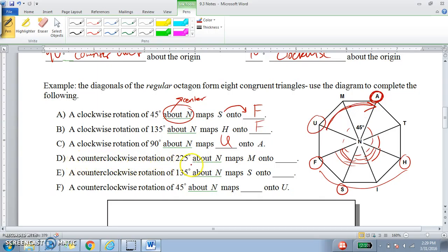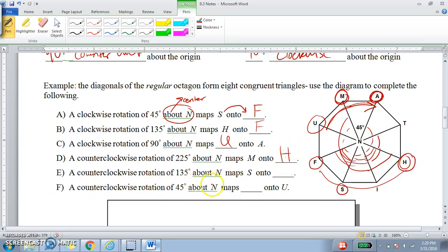A counterclockwise rotation of 225 about N maps M onto what? So M is right here. We're going counterclockwise now, so this direction. And we need to figure out 225 is how many spots. So 135 was 3 spots. If I go another 45, that would be 180. And then if I go another 45, that would be 225. So I need to go 3 spots, 1, 2, 3, and then another one, and then another one. So I would end up at H.